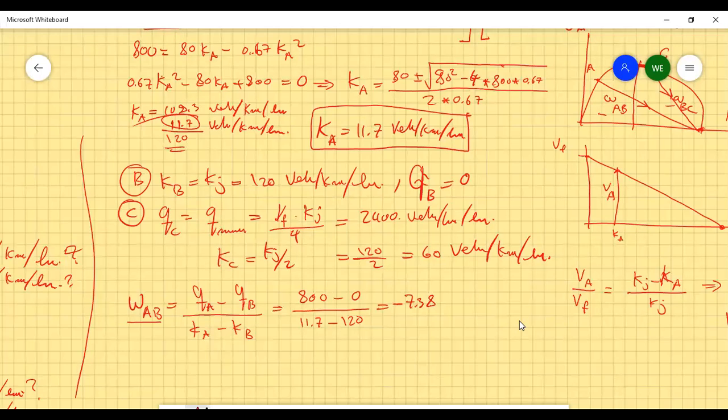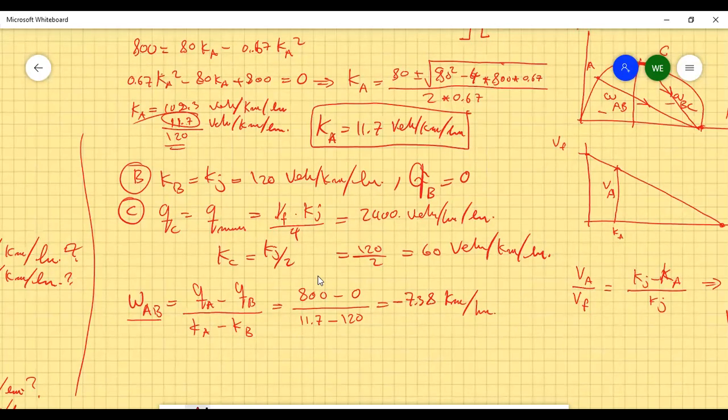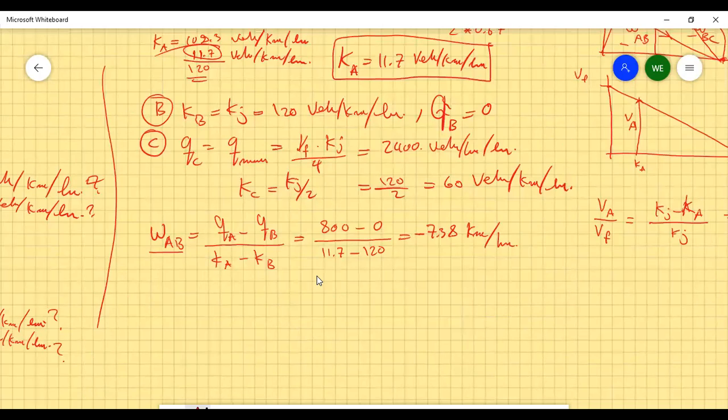Okay. But how did it come out negative, Doctor? I will tell you now. But let's just focus on the units. Meter per second? No, there is no second here. It's kilometers per hour. Why? Okay. Let's focus. The flow rate is what? Vehicle per hour per lane.